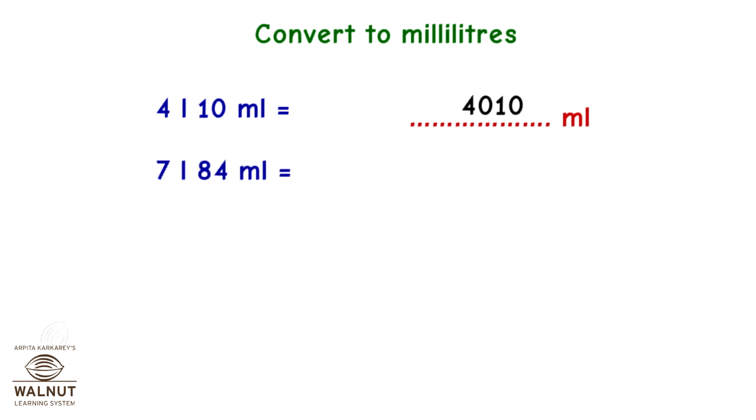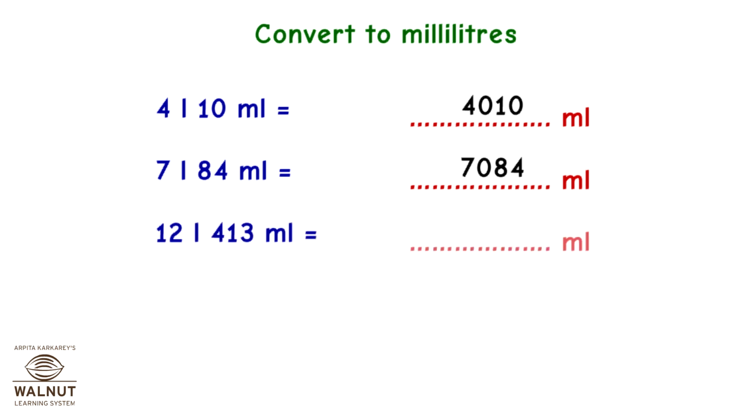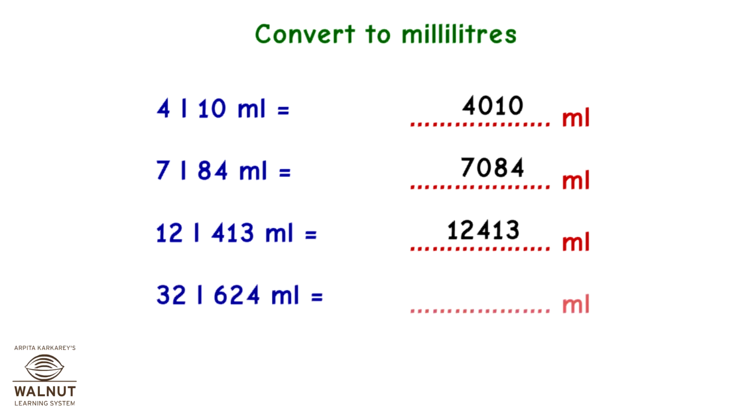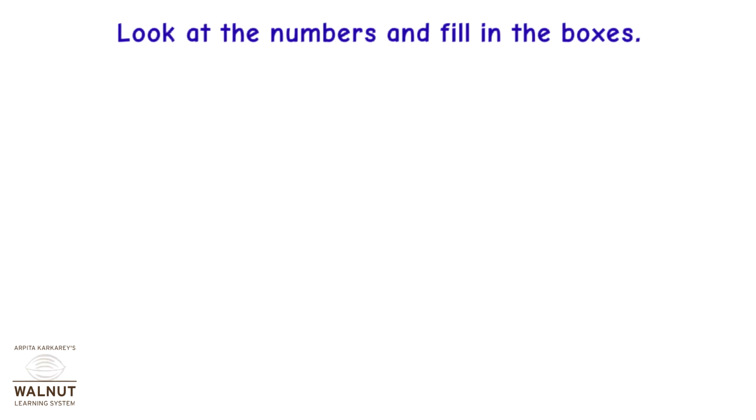Convert to milliliters. 4 liters and 10 milliliters is equal to 4,010 milliliters. 7L and 84 ml is equal to 7,084 ml. 12L and 413 ml is equal to 12,413 ml. 32L and 624 ml is equal to 32,624 ml. Look at the numbers and fill in the boxes.